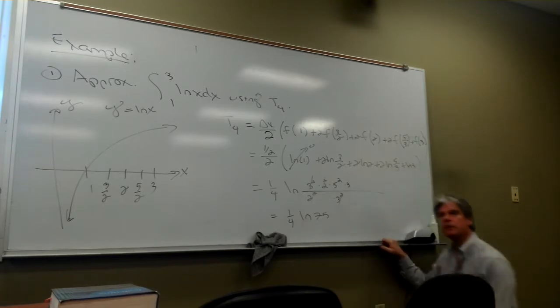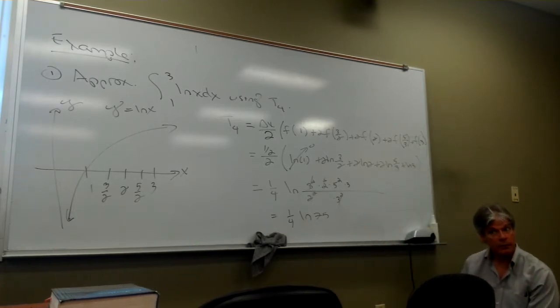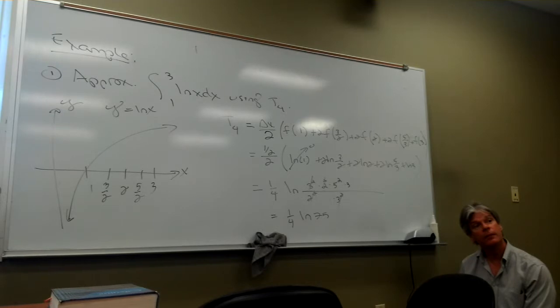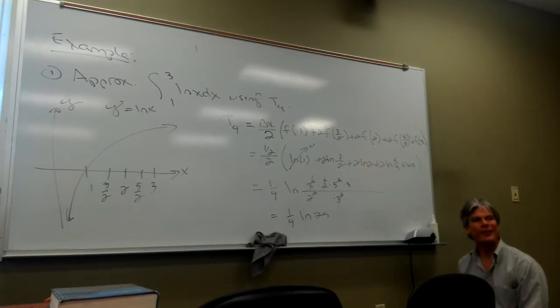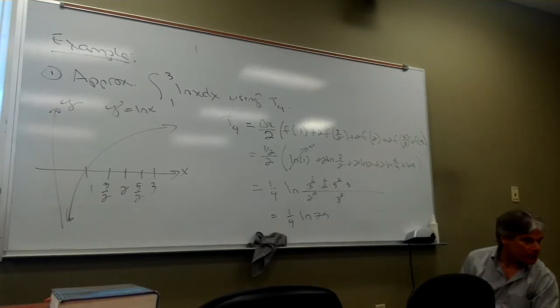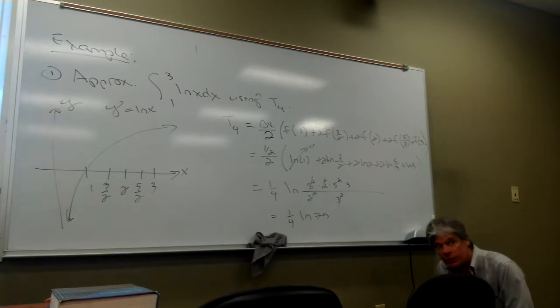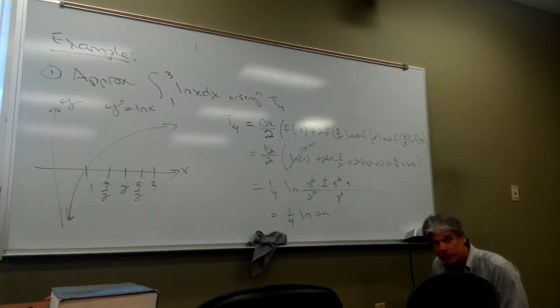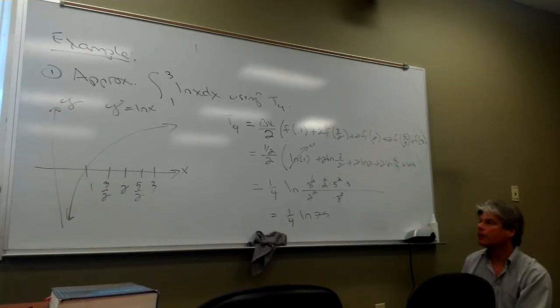What does this number represent? The area under, does it approximate? Yeah, it approximates the area of the curve using this trapezoidal rule, not like you did last semester, merely using left or right or midpoint rule. Yes, sir. Why is that 5/3?